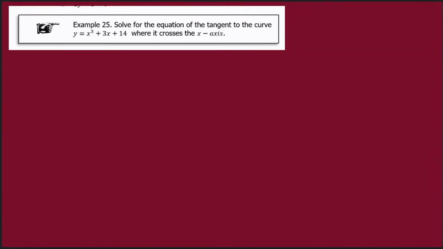So we are here at example number 25. We are to solve for the equation of the tangent line to the curve. The curve is given. Okay?